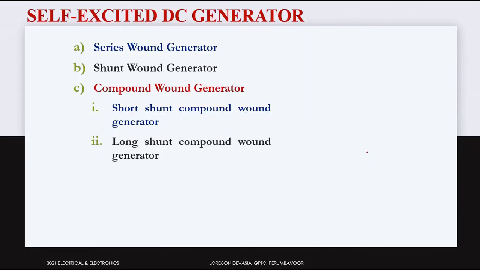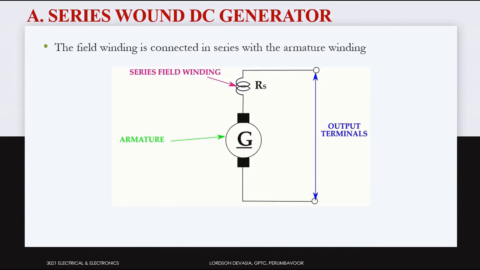Then coming to the next portion, self-excited, that is, the voltage to the field winding is generated from the generator itself. There are three different types: series wound, shunt wound and compound wound. And under the compound wound, two different types: short shunt and long shunt.